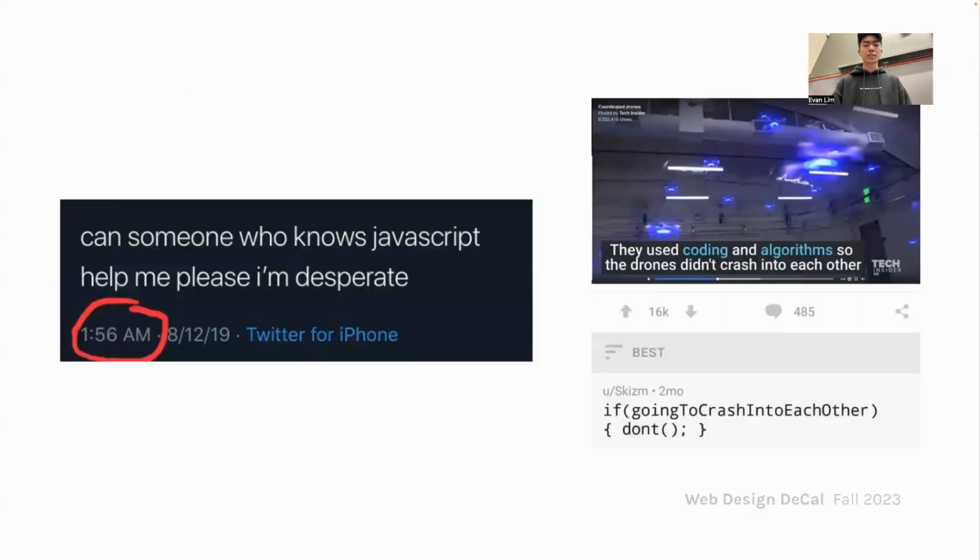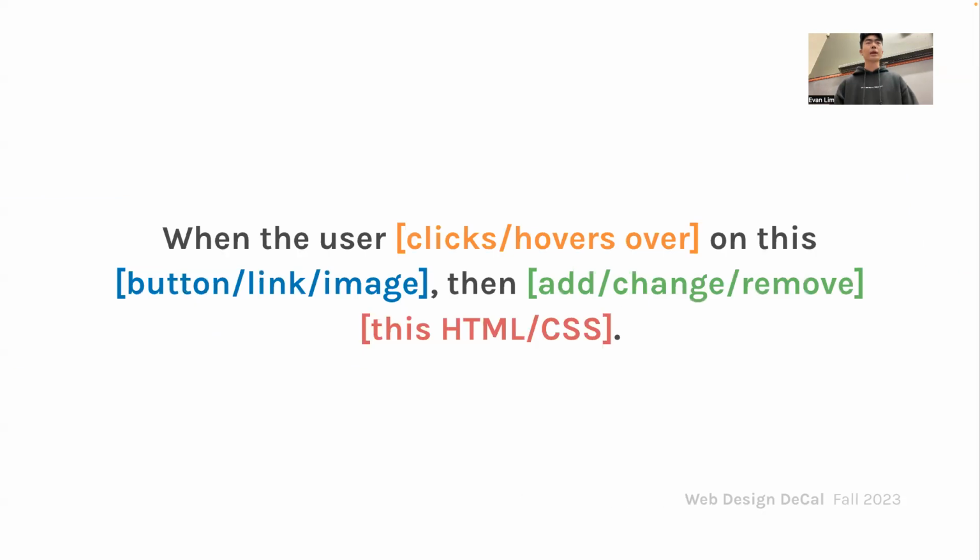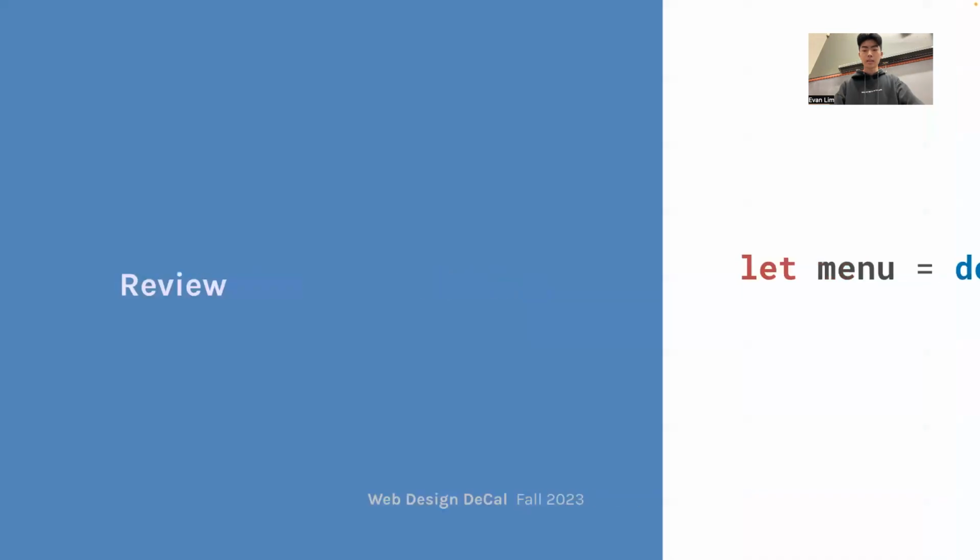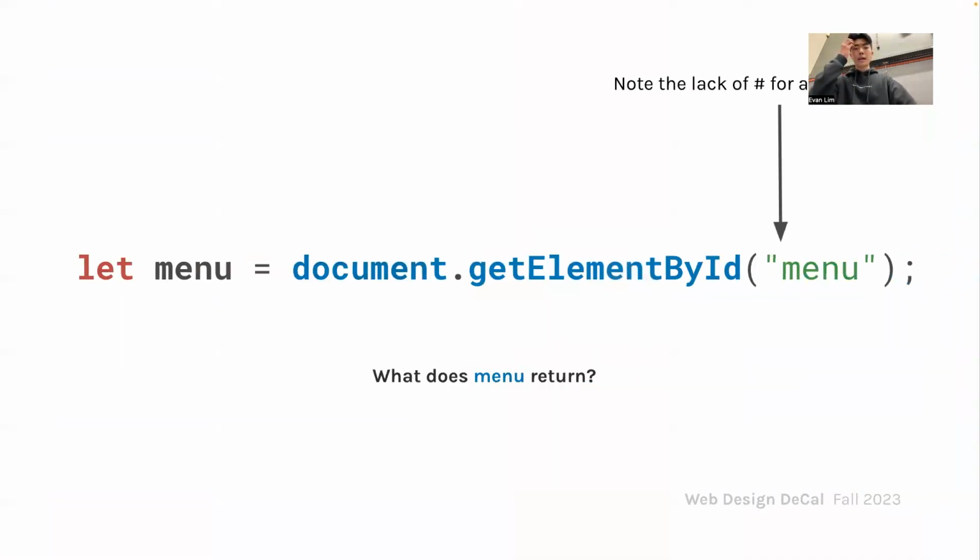All right, so just to get into content, we're revisiting this mental model that we have of how we're going to write JavaScript code. We have this general framework laid out. And for this lecture, we're just going to focus on this first part, which is the clicks or hovers over, the user activity part.